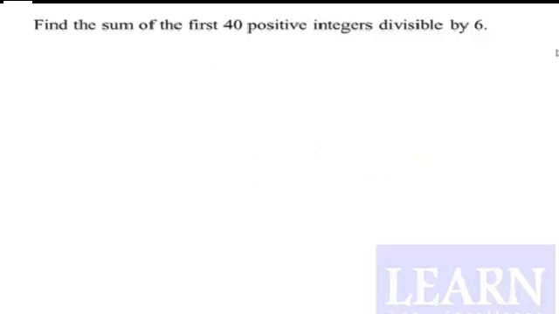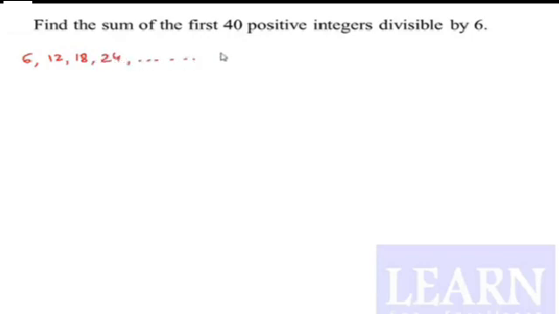Find the sum of first 40 positive integers divisible by 6. Now we need to find the sum of the first 40 positive integers which are divisible by 6. It is quite easy here. What they are asking is that we need to find an AP whose numbers are divisible by 6. So we'll start with the first one. The first number which is divisible by 6 is 6. What about the second one? It is 12. Third 18, 24, and it goes on.